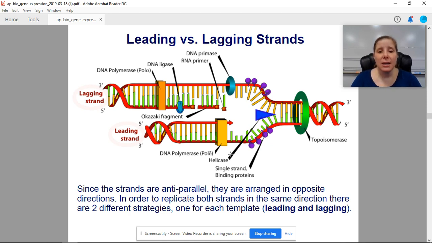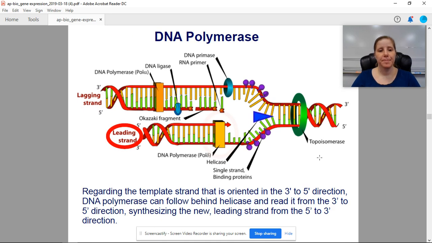Again, the leading strand is where you are able to add to the 3' end easily. The lagging strand is where you have to add to the 3' end in segments. So the leading strand is very easy for DNA polymerase. With the template oriented 3' to 5', DNA polymerase can follow behind the helicase and read from the 3' to 5' direction, synthesizing the new leading strand from the 5' to the 3' direction. So it's constantly making new DNA in the right direction, no problems. That one is much easier.